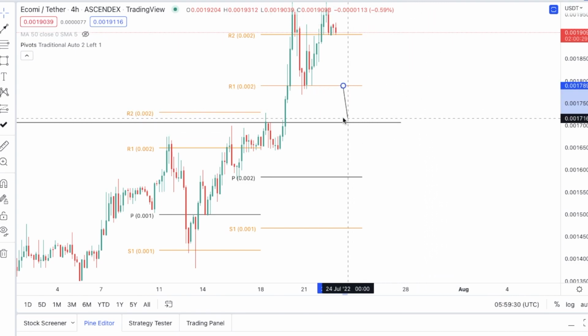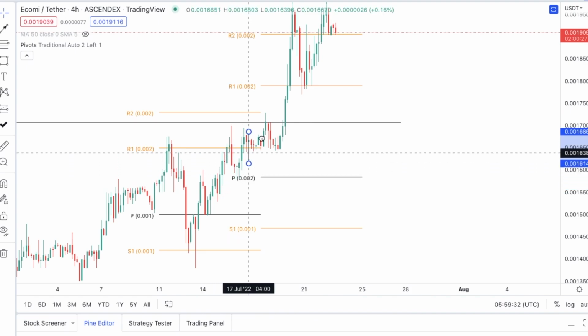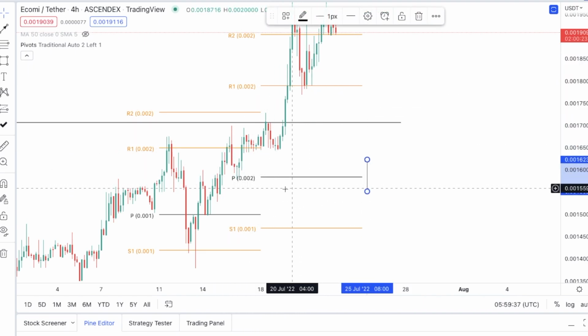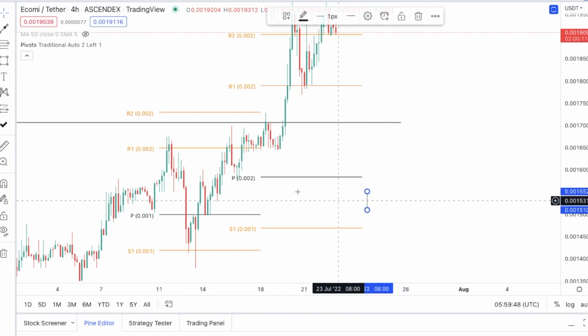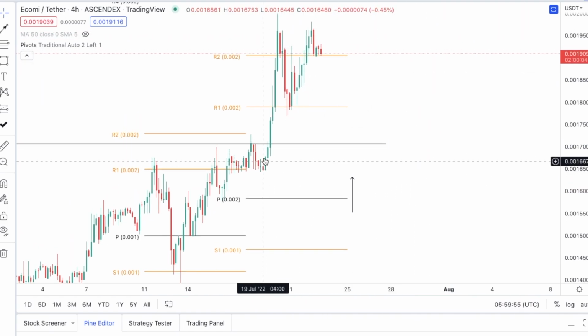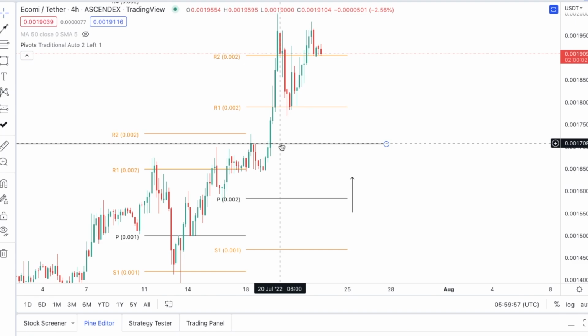What I like to do is make sure my moving average, or just in general my price action, is above the P, the pivot. If the price action is below the P, then I'm going to be bearish. But of course, if it's above, we're going to be a little bit more bullish. This is a bullish mentality, especially breaking this key level of support and resistance.